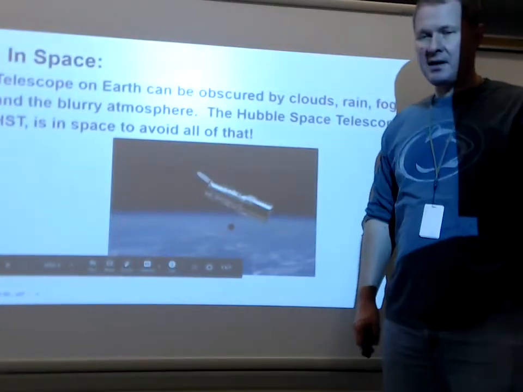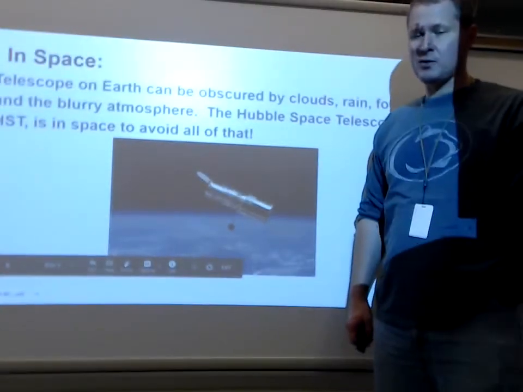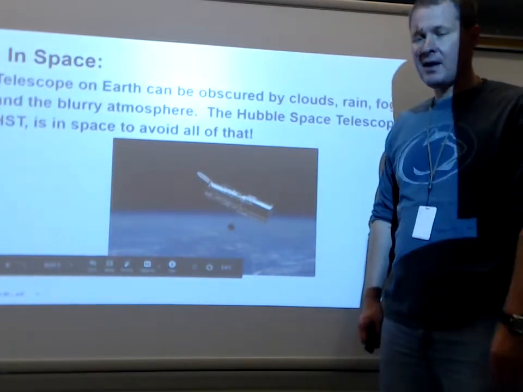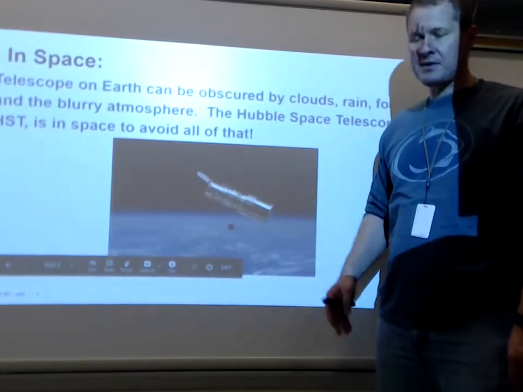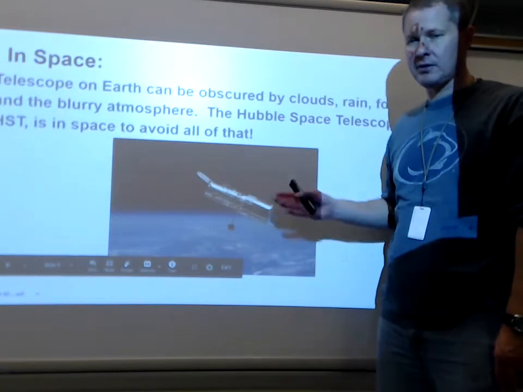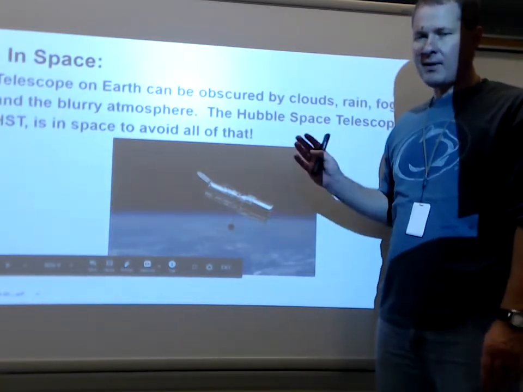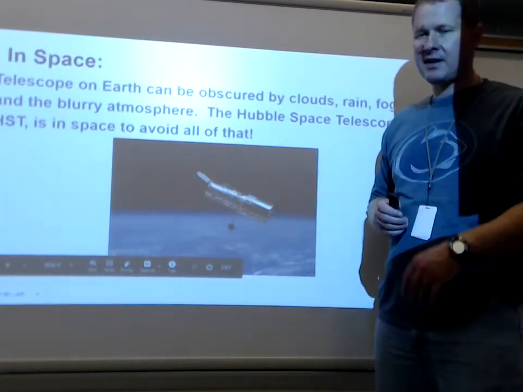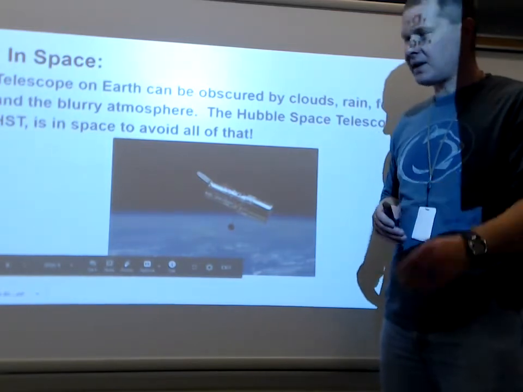The reason it is up in space, it is orbiting the Earth, so that it can get above weather, atmosphere, all that sort of stuff that can blur its vision. So without having to worry about that stuff, it gets very clear images most of the time.